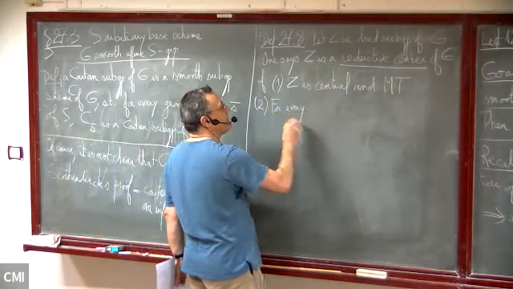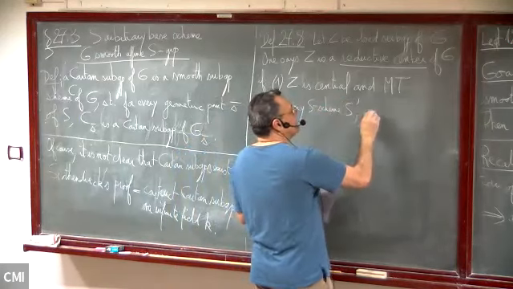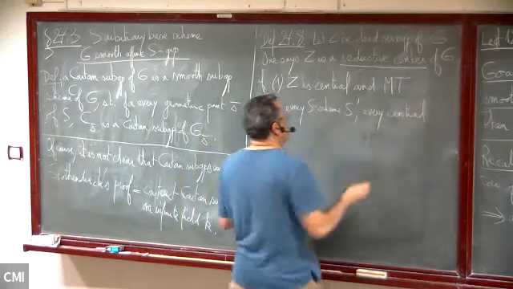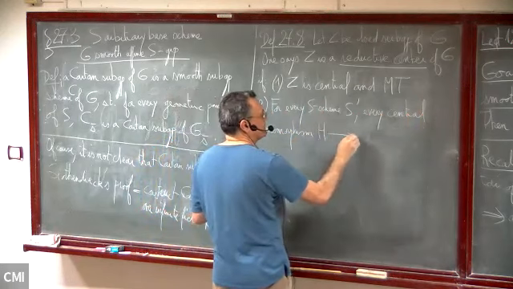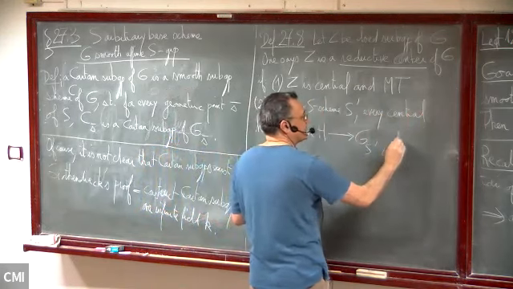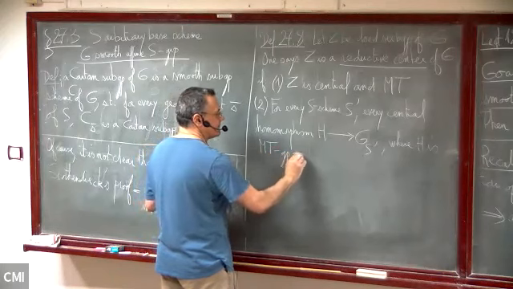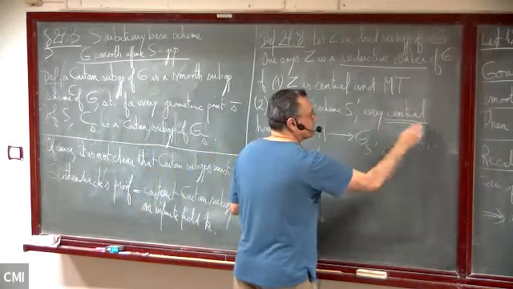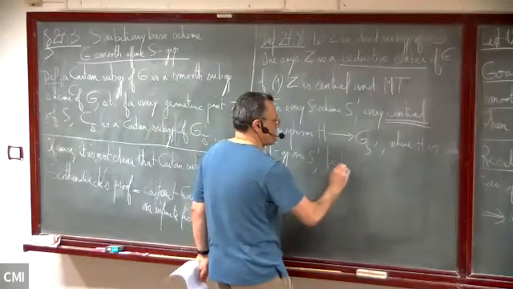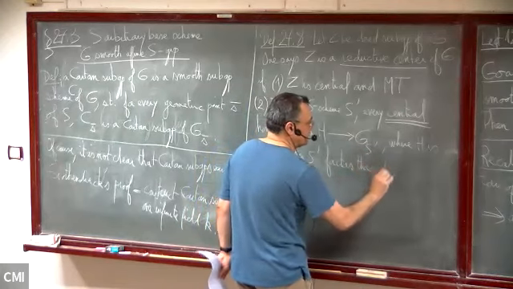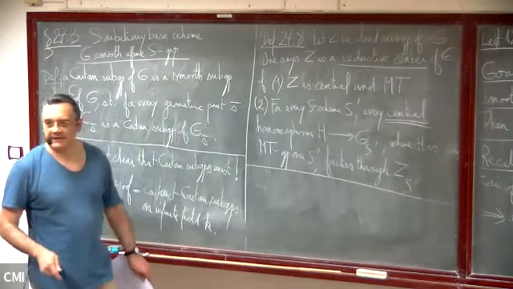That is, for every S scheme S prime, every central homomorphism from H to G_S prime, where H is a group of multiplicative type over S prime, so every central homomorphism from a group of multiplicative type factors through Z prime. Okay.